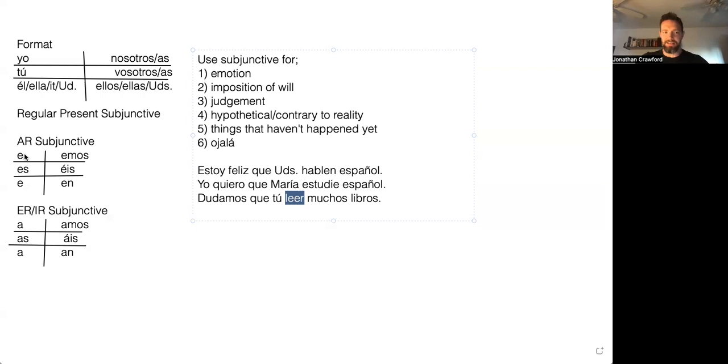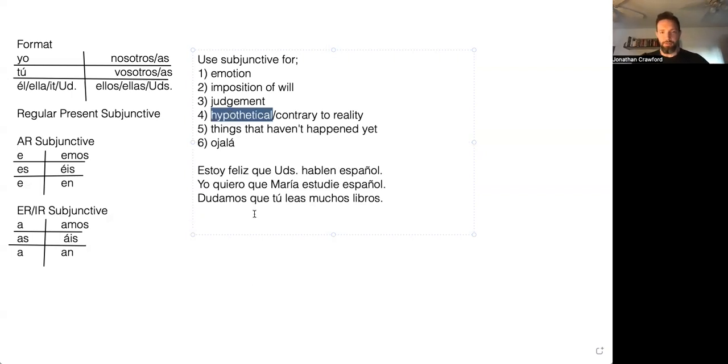What kind of verb is it? Is it an AR verb or is it an ER or an IR verb? Well, it's an ER verb, so we're going to be looking at these endings. Tú is over here on the left-hand side of the middle, so we go to this on the left-hand side of the middle. AS. Dudamos que tú leas muchos libros. We doubt that you read a lot of books. All right, so that would be our judgment, right?